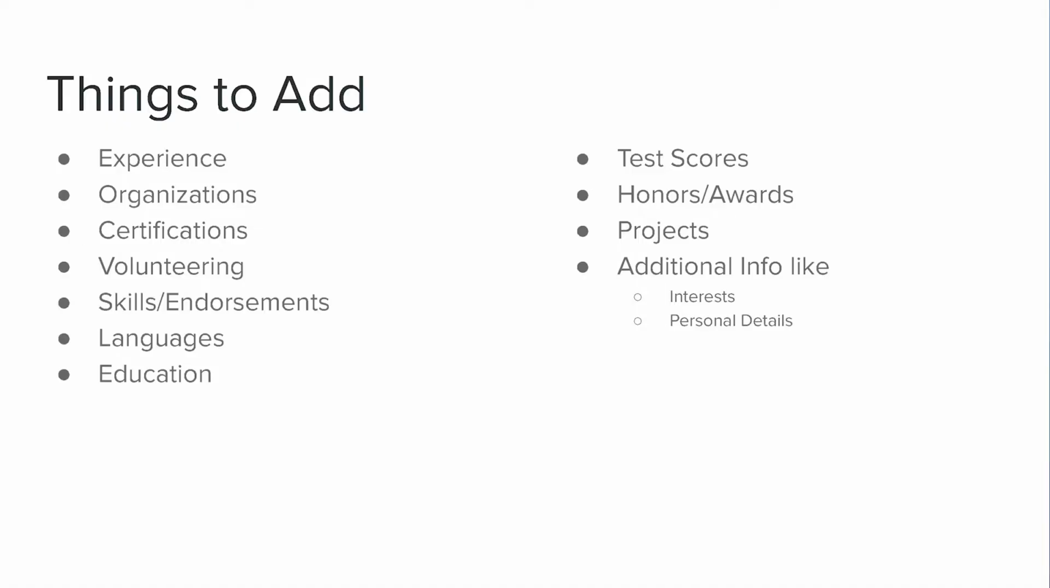Your experience, organizations you're a part of, certifications, volunteering, skills, and endorsements. So you can actually have people basically give you recommendations through the platform. They now have skills exams, so you can certify in different things, that states that you have a basic understanding of X, Y, and Z topic. Languages you speak, your education. So this is where you could list Finlandia. Test scores, honors and awards, projects, and then some personal information you want to include as well.